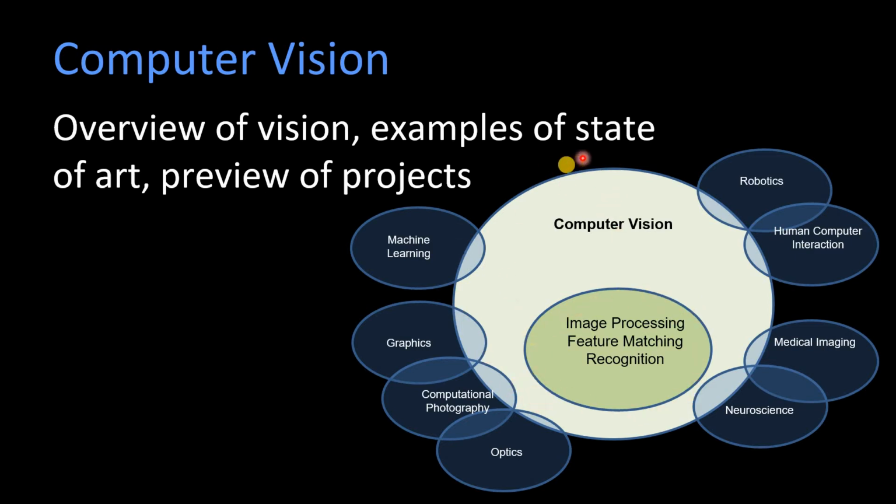Computer vision has applications in many areas, and it is related to machine learning, which is another course taught in ICN. It is also related to many other areas like graphics, photography or optics, and it is also used in combination with other fields like robotics, human interaction, and the medical and neuroscience fields.